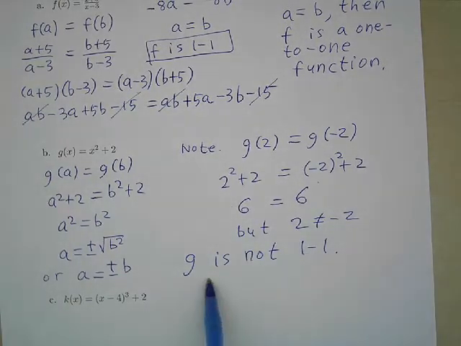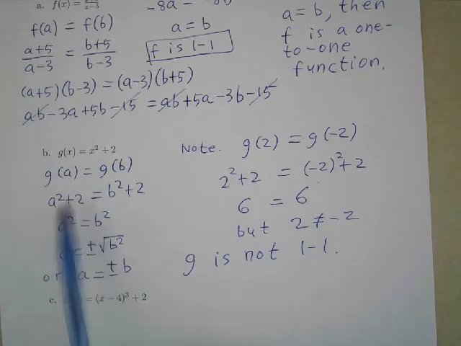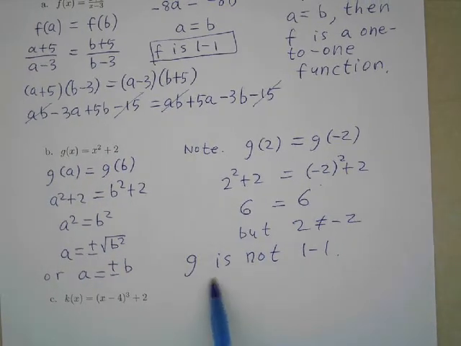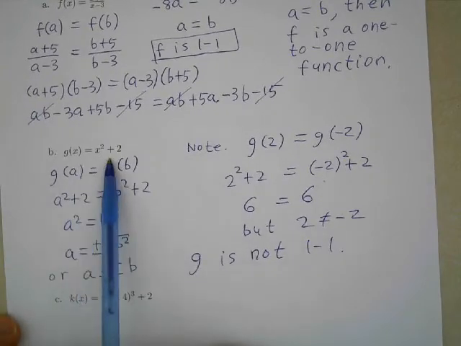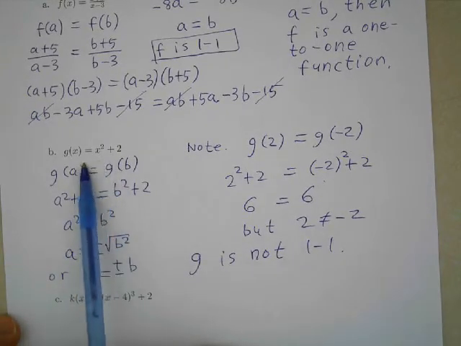So that means its graph in the xy plane fails the horizontal line test. And we know that already. This is just the function of a particular parabola.